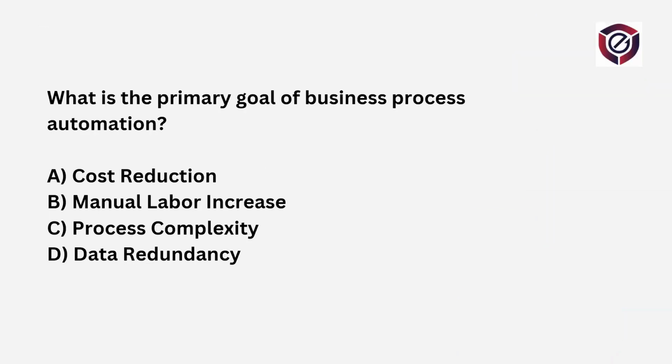So first question is, what is the primary goal of business process automation? Whenever we have a business process automation, we will be having a primary goal for it, such as cost reduction, manual labor increase, process complexity, or data redundancy. So the correct option over here is cost reduction, because the other options such as manual labor increase, process complexity, and data redundancy, we don't want. Our job is to reduce the cost by using business process automation.